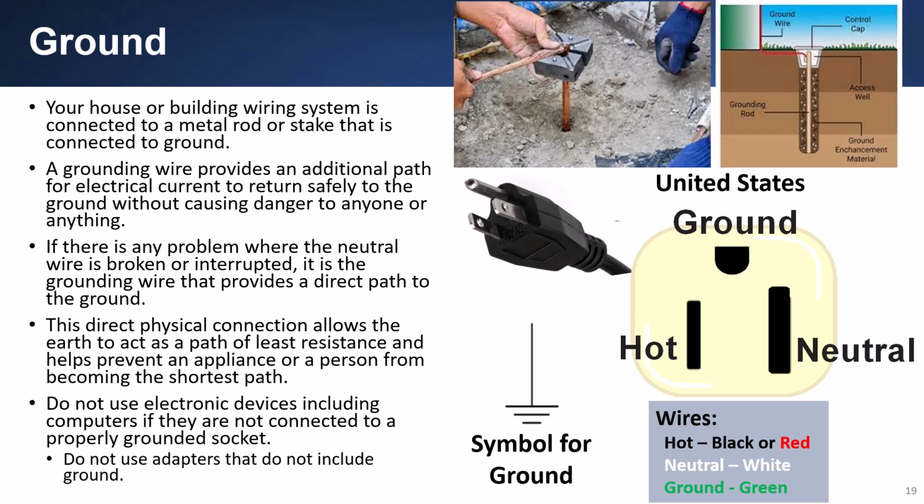In the United States AC sockets, the smaller flat prong is the hot connection, and the larger flat prong is the neutral or return path. The third connection is the ground. The ground connection is literally to the ground. You should not connect your computer or other electronic devices to an AC adapter that does not include a proper connection to ground.